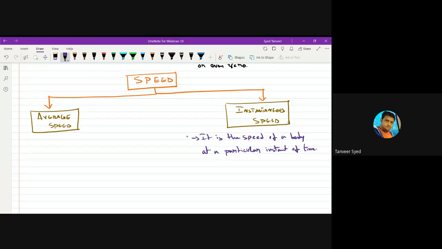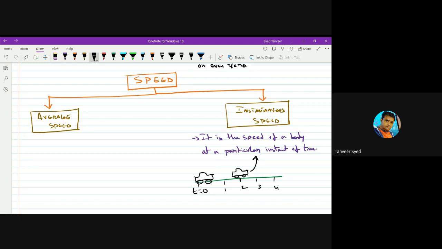Suppose a body is traveling, say a car. It starts at time t equal to 0, 1 second, 2 second, 3 second, 4 second. It's traveling with some speed. That speed might be constant, that speed might be changing with time, anything. If I measure the speed of this car exactly at time t equal to 2 seconds, then that is what is called instantaneous speed. Speed of a body at a particular instant of time.